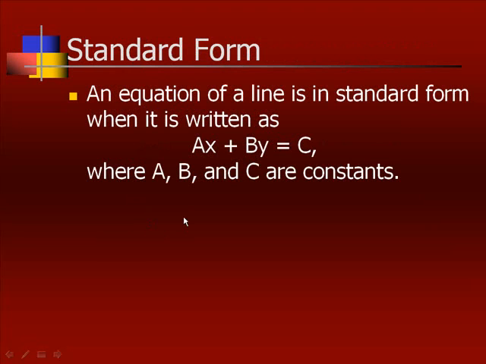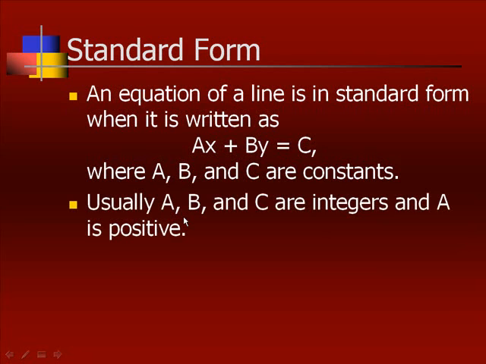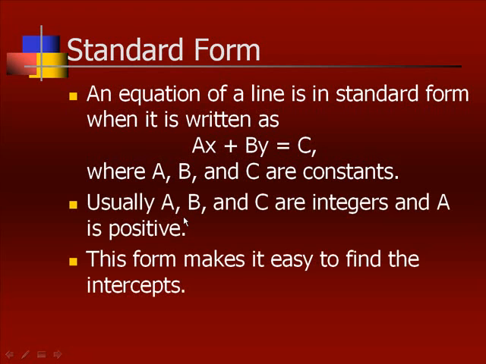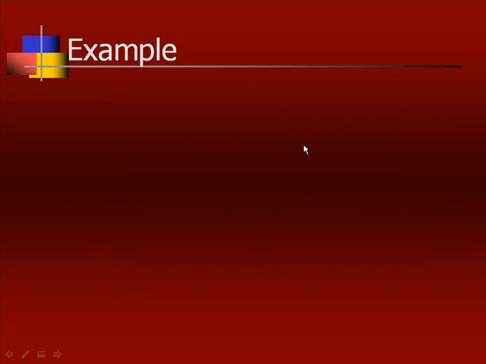Now, sometimes we'll talk about standard form. An equation of a line is in standard form when it's written as ax plus by equals c. A, b, and c are usually constants. A is usually positive and not a fraction. And the reason we do this is when we're solving for the intercepts, it's a little bit easier. So, whenever they say standard form, x's and y's are on one side, numbers are on the other.